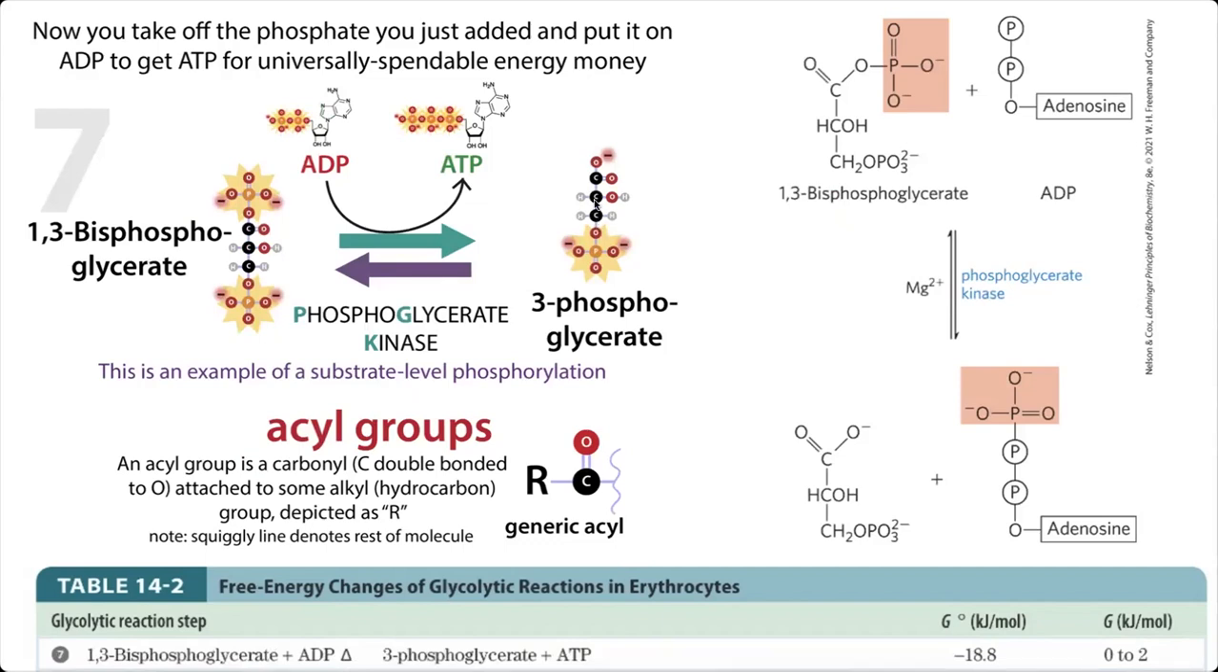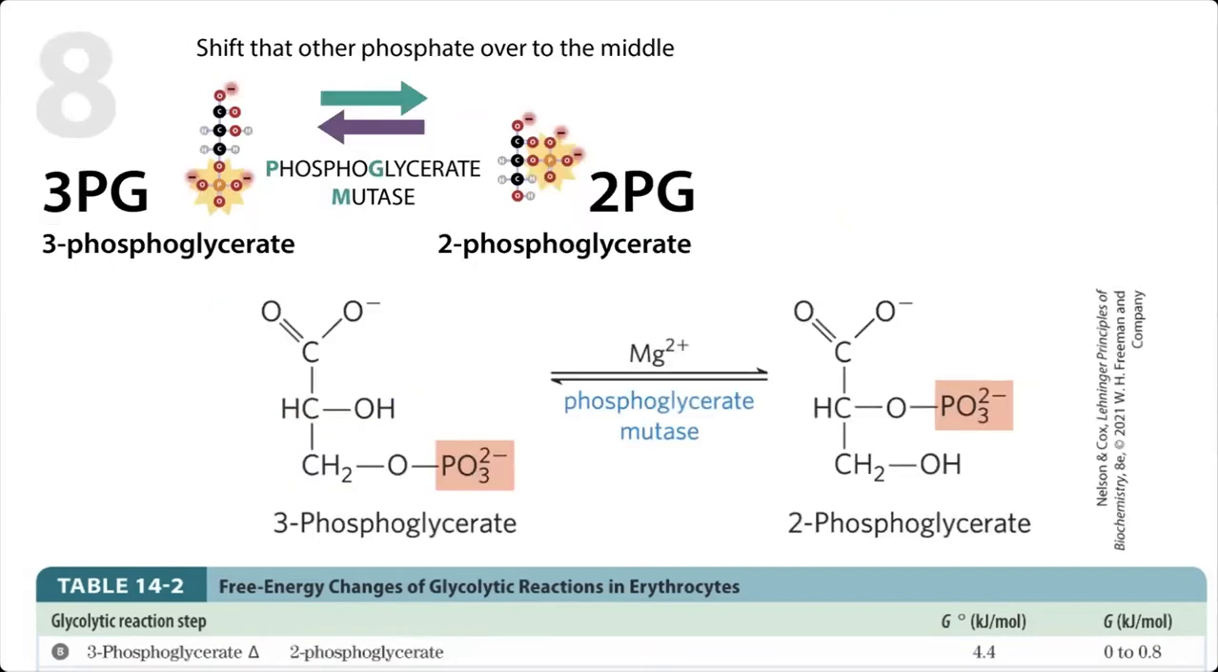So let's continue on in our pathway. In order to continue on, we need to shift things around again. And remember, if you want to shift things around, that's going to be isomerization. You're going to want an isomerase. One of the types of isomerase we have is a mutase. In this case, phosphoglycerate mutase is going to shift that phosphate group from the 3 position onto the 2 position. Why the heck do you do that?